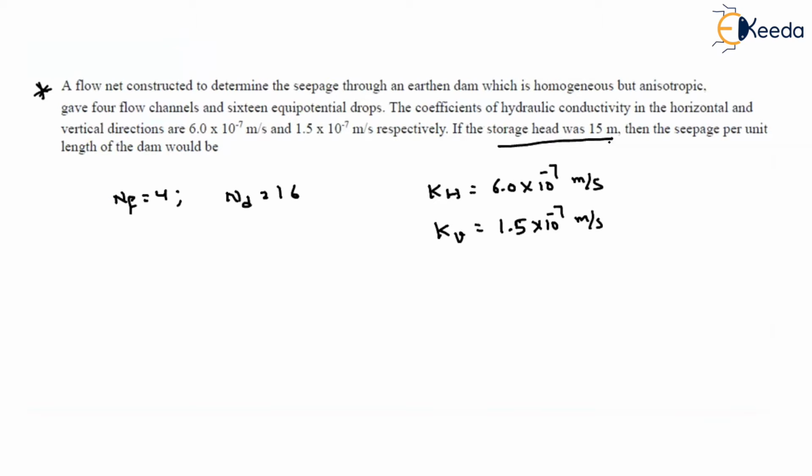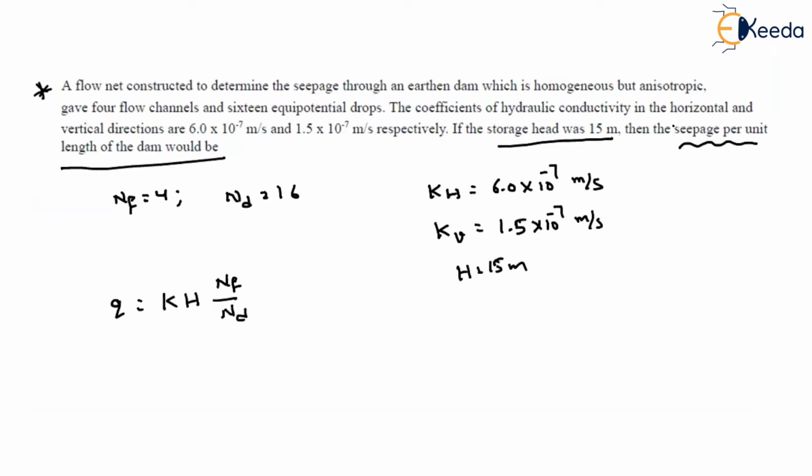If the head available is 15 meter, so they are given head available is 15 meter. So what we have to find? Seepage per unit length of the beam. So what do you remember, the seepage length? In general, the seepage flow will be obtained as K into H into NF by ND.